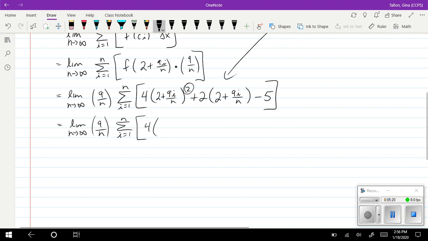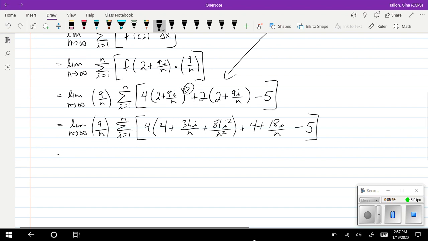And when I square 2 plus 9i over n, 2 squared is 4. 2 times 9i over n is 18i over n. And I'm going to have two of those terms that are identical, so that's going to yield me 36i over n. And then plus 9i over n multiplied by itself gives me 81i squared over n squared. Close my parentheses. I'm now going to distribute the 2 inside the 2 plus 9i over n and get 4 plus 18i over n, and still minus 5 on the end there.